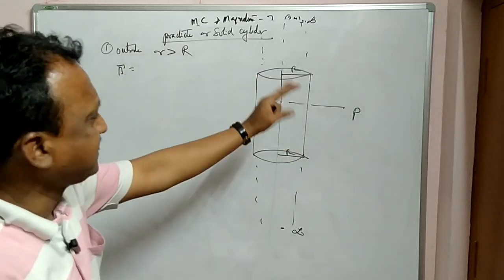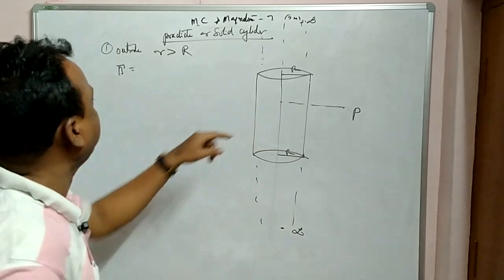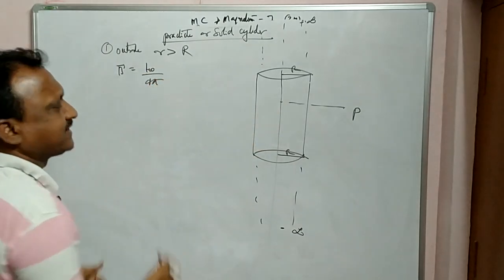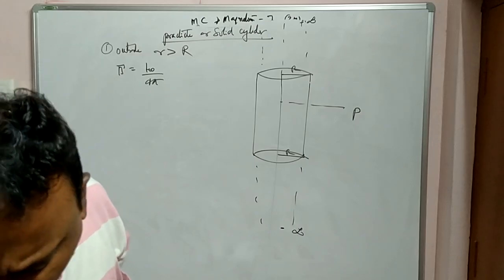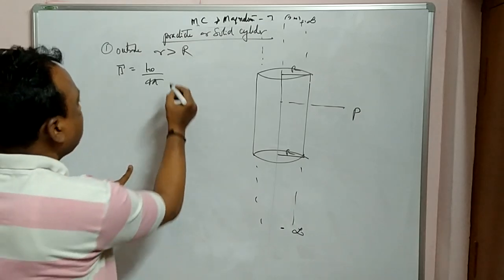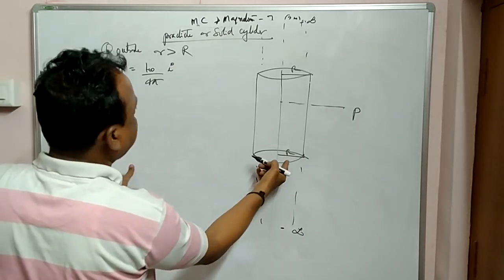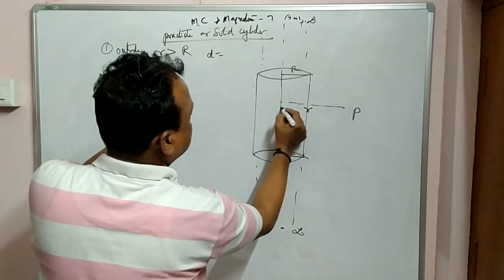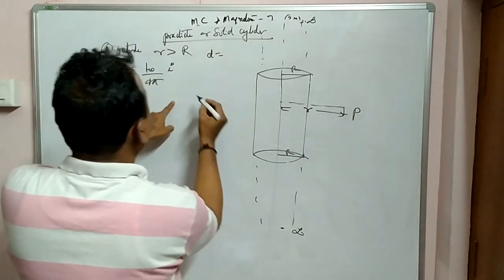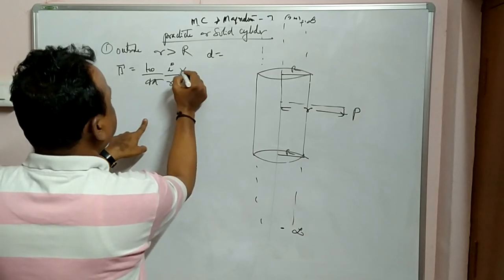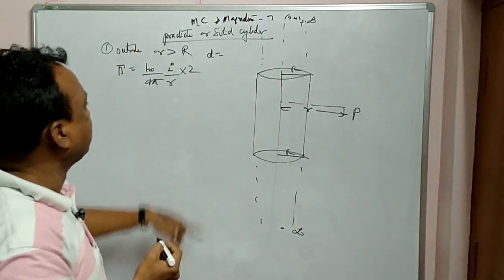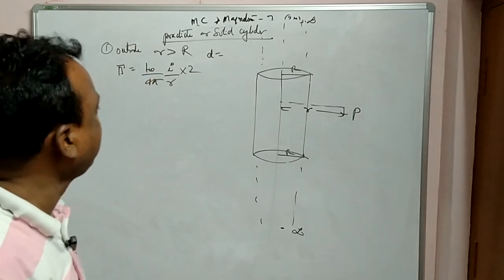Consider the entire part at the center point. B is equal to mu naught by 4 pi, same formula, I by D into 2. Here D is nothing but the radius R, for an outside point. So I by R into 2, because it is an infinitely long wire. Therefore B is mu naught by 4 pi into I by R into 2.